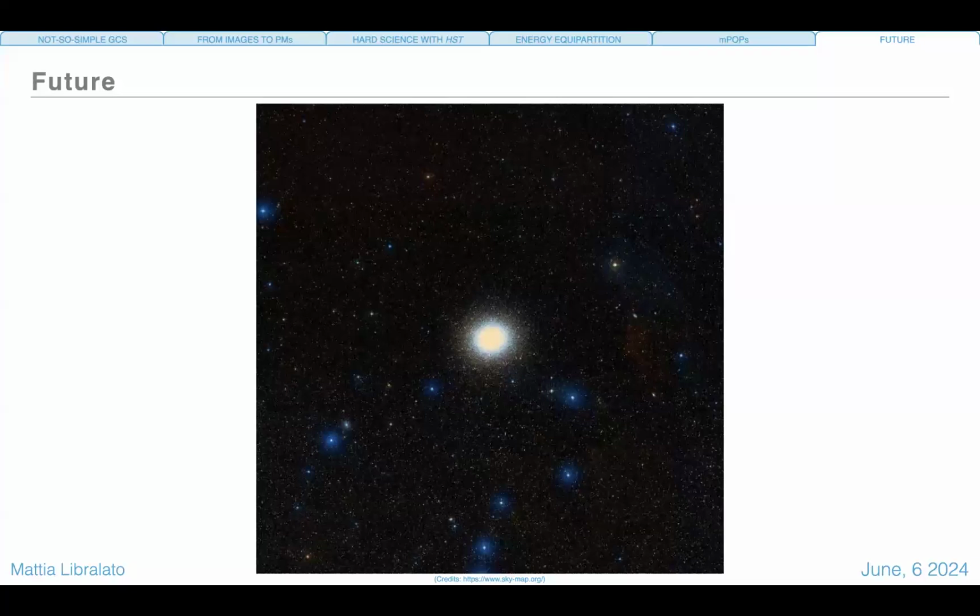I will try to wrap up, but I thought that the better way to do it, with respect to the outline, was to look at the future. What can we do, what are the next steps with the current and future facilities for globular clusters? And so I wrote down my to-do list.